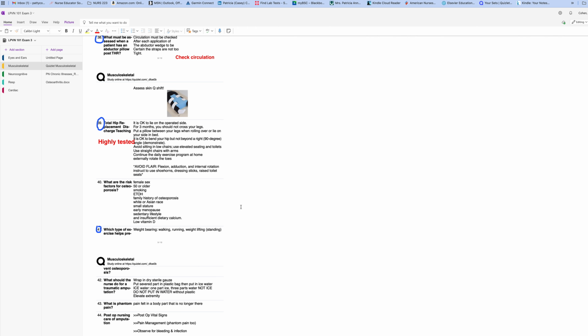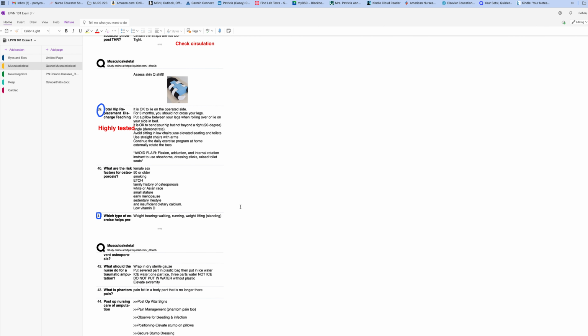All right, then osteoporosis. Don't get this confused with osteoarthritis, okay? People at risk: female sex, 50 or older, smokers, people that drink alcohol. Family history of osteoporosis. Anybody that weighs less than 127 pounds. White and Asian people are going to be more prone to osteoporosis because they have small statures, early menopause, sedentary lifestyles. Sometimes people don't take in enough calcium. That can be a risk factor, and low vitamin D.